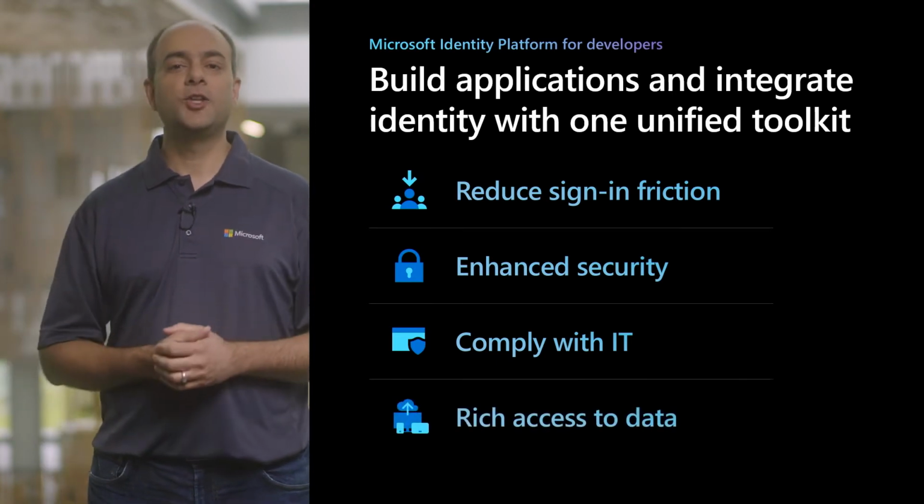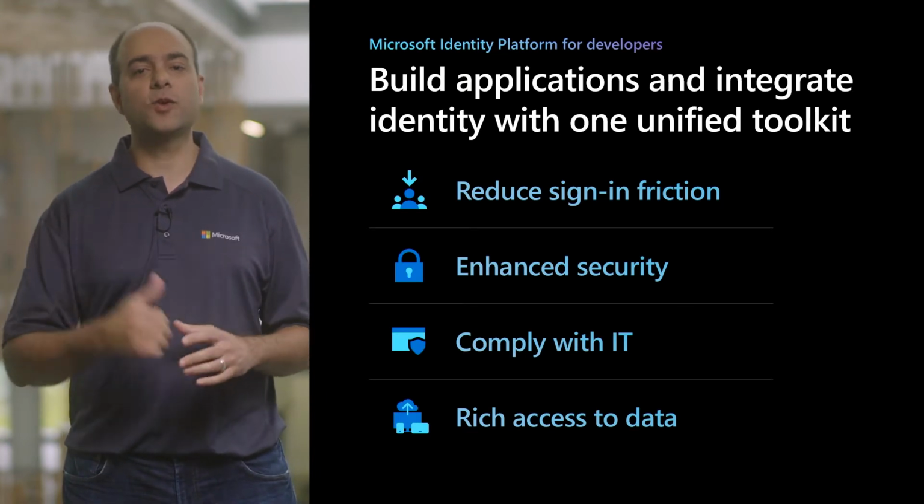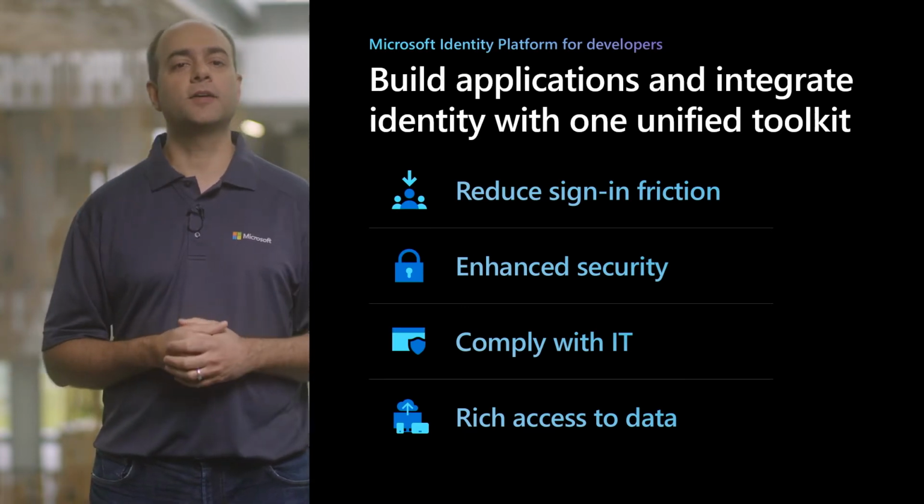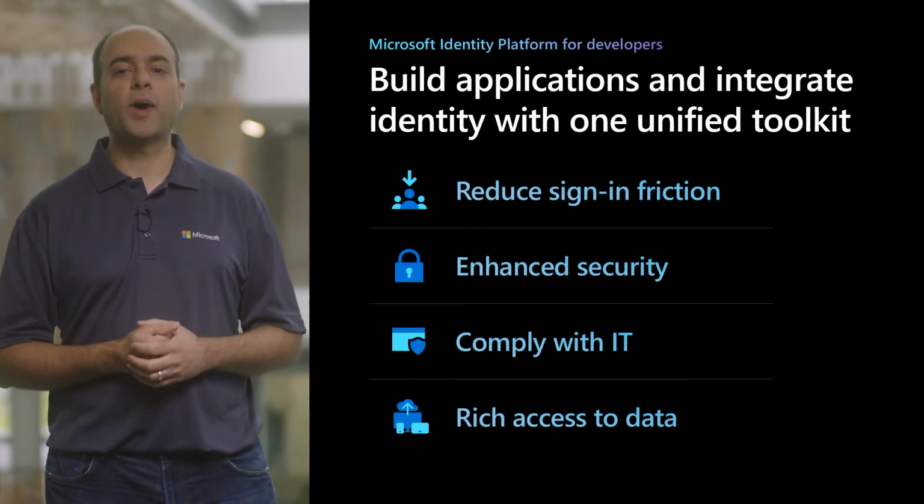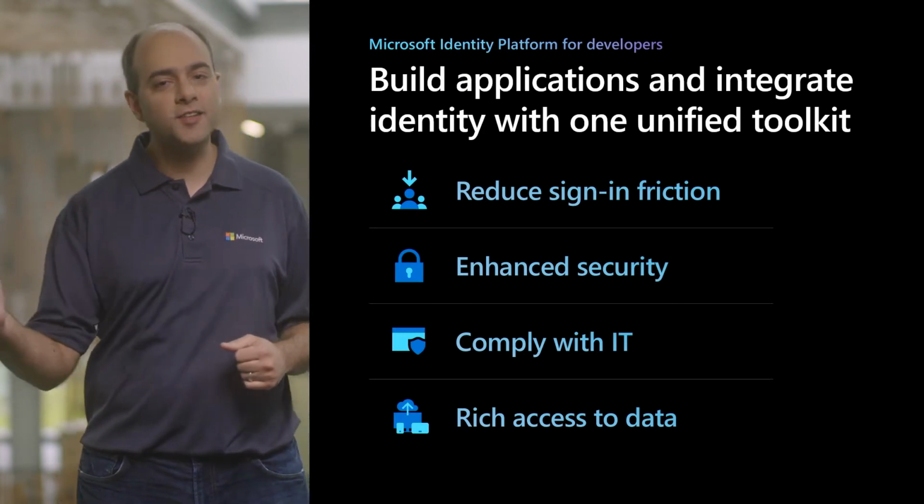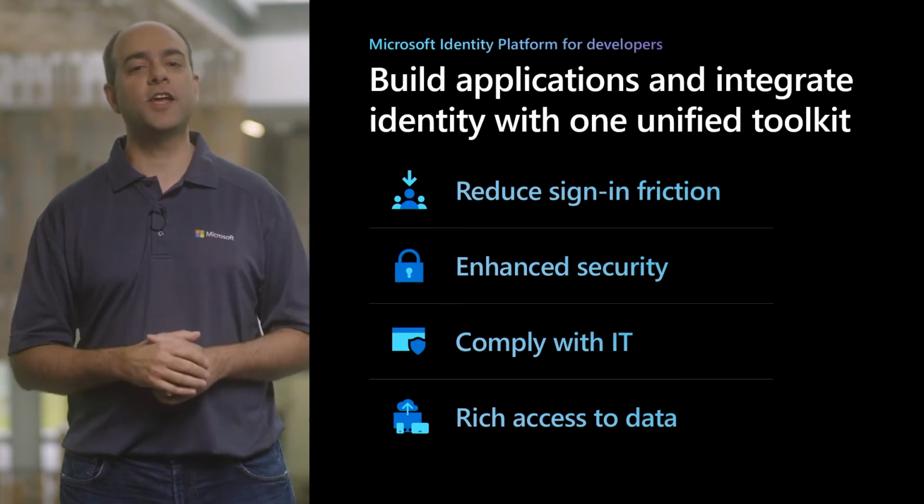And finally, your app will get secure access to rich data. It's easy to request permission to data and call Microsoft Graph or your own API. To summarize, by using the Microsoft Identity Platform, you'll save time, reach lots of users, and your app will be future-proof, getting all the latest innovation in identity.